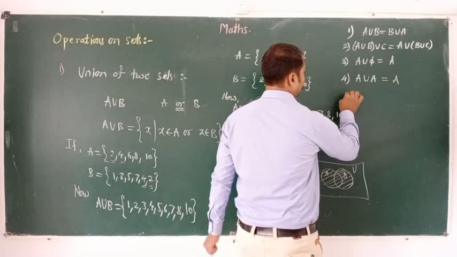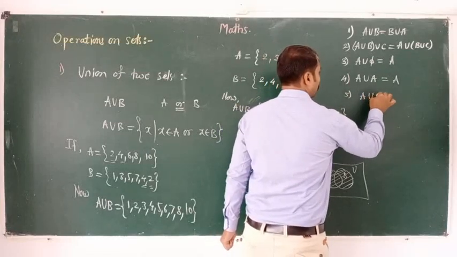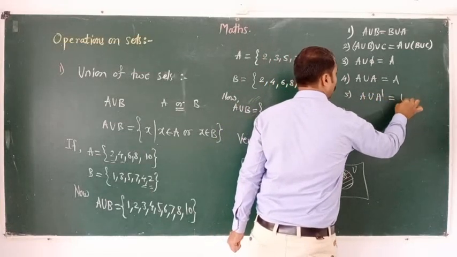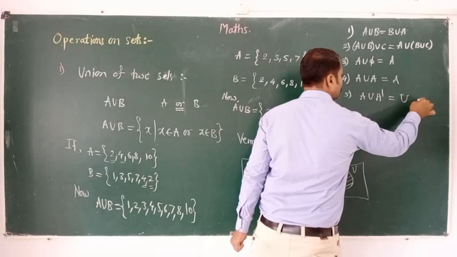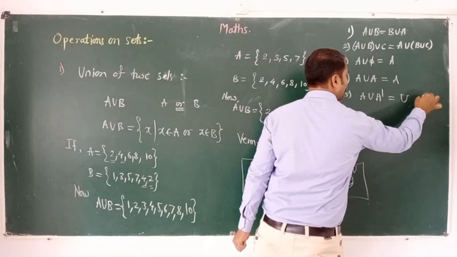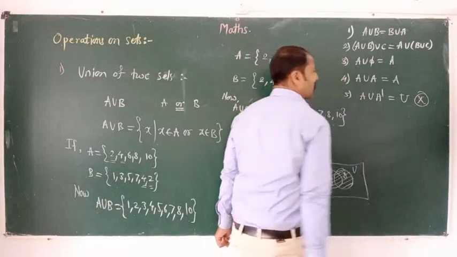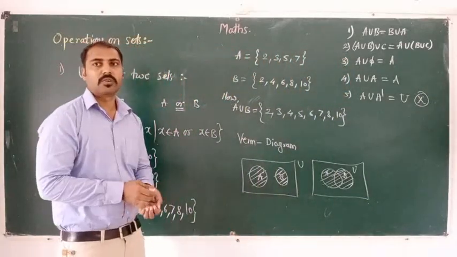Now A union A dash. If we take A union A dash, then what do we get? It's the universal set, or you can denote this by X. A union A dash is equal to U.